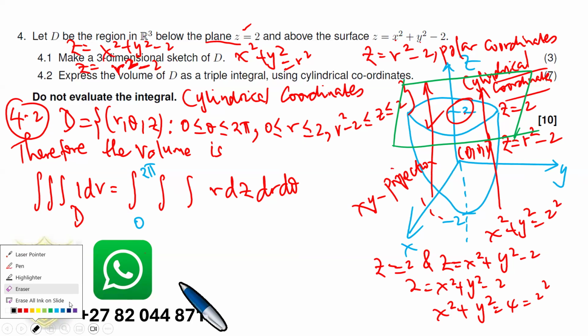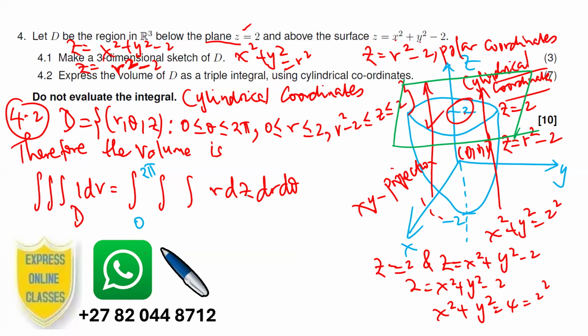Okay, now with that mentioned, we're able to say the following. Therefore, the radius is 0 to 2. The z is r squared minus 2 to 2. Exactly like that. But now they said do not evaluate the integral. Just write it exactly that way.